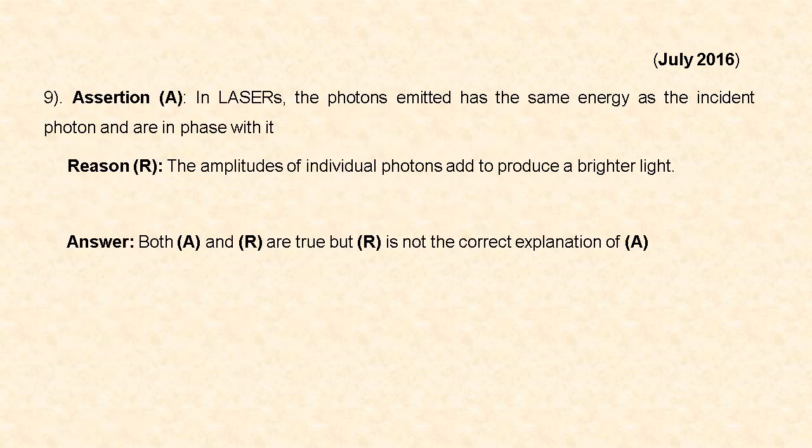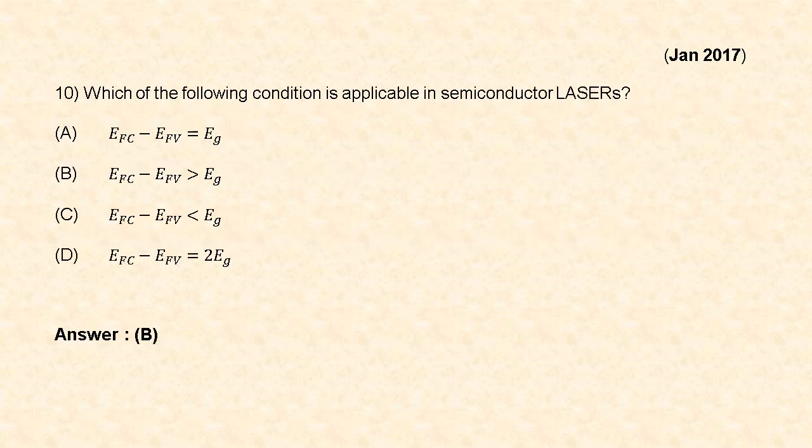Next question. This question was asked in July 2016. Assertion: In lasers, the photon emitted has the same energy as the incident photon and is in phase with it. Reason: The amplitudes of individual photons add to produce a brighter light. Here we know that both the assertion and reason are true, but the reason is not the correct explanation of the assertion.